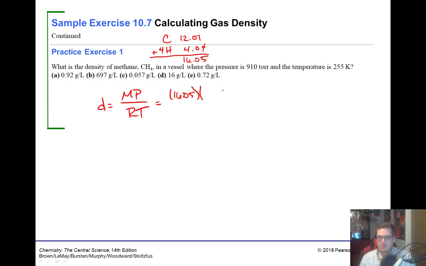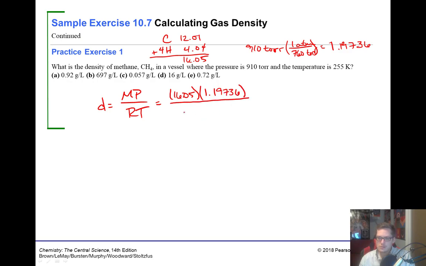16.05. All right, the pressure is in torr, that's no good, so we got to convert that to atmospheres. So to convert, we got 910 torr. We're going to convert that to atmospheres. So for every 760 torr, we have 1 atmosphere, so we're going to divide that guy there. So we get 910 divided by 760. All right, we get 1.19736. So we'll plug that in here. So that's our pressure for our atmospheres.